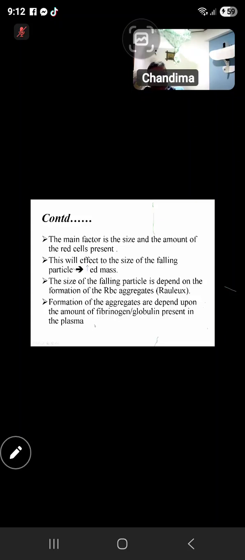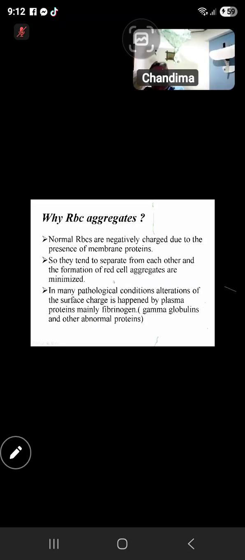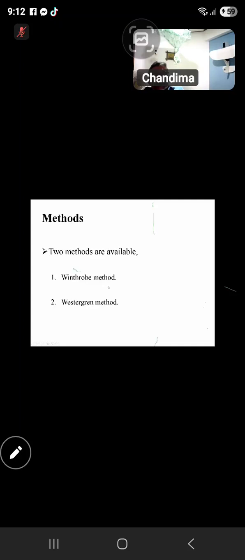I have been describing, right? I described the RBC aggregate: the negative charge disappears due to the presence of different types of plasma protein, right? There are two methods, the Wintrobe method and the Westergren method. Most of the time we use the Westergren method.